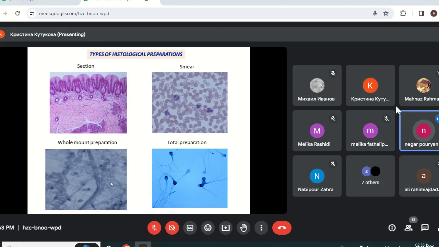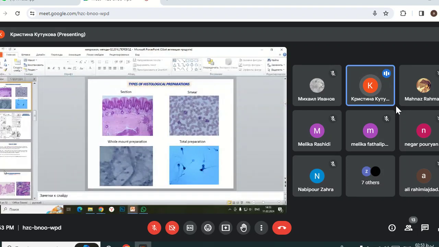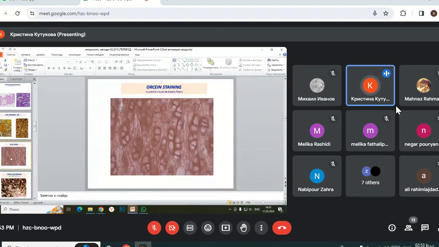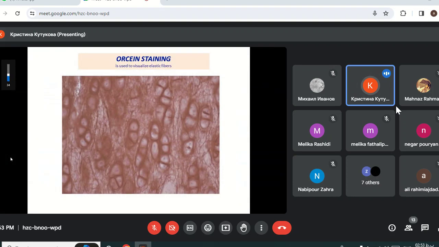Excuse me, Professor. For example, the cartilage of the ear is the section? Yes, the cartilage is the section. Here it is. Yes, it is the section. Okay, thank you, Professor.